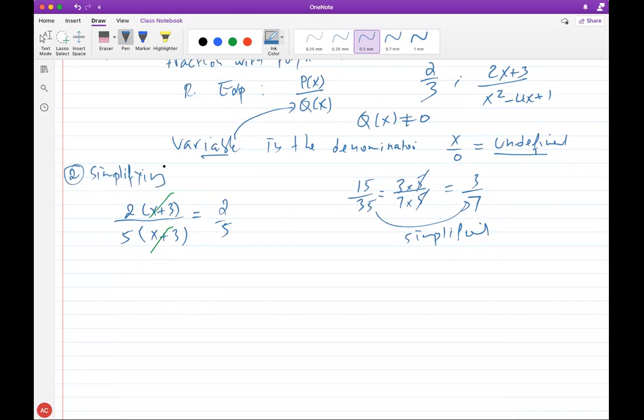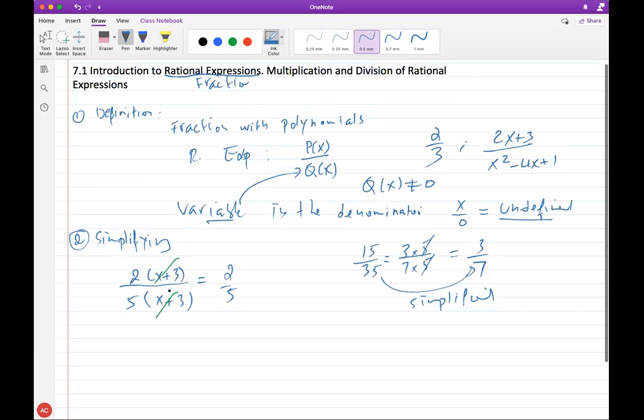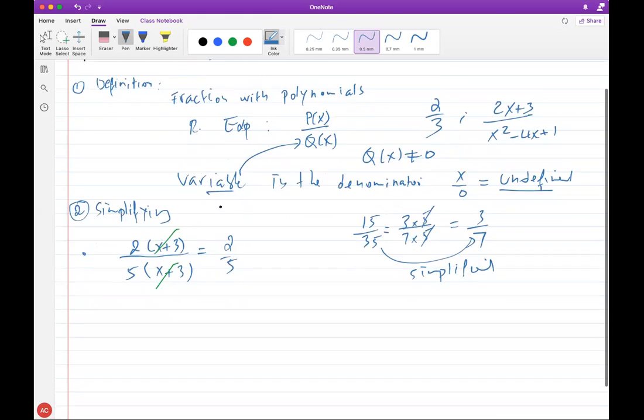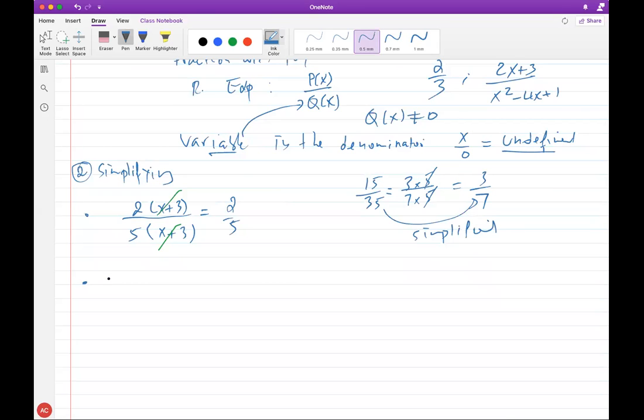So that's the whole idea of simplifying rational expressions. Cancel out the common factor. Sometimes if it's not factored, you want to factor it first. For example, if you had 2x plus 6 here and 5x plus 15, first you factor it, then simplify. Let's see an example of that.